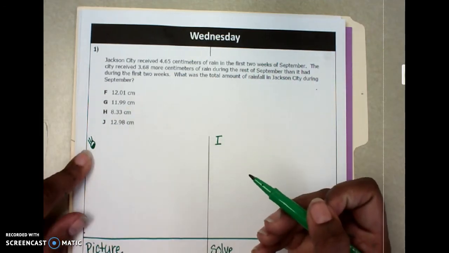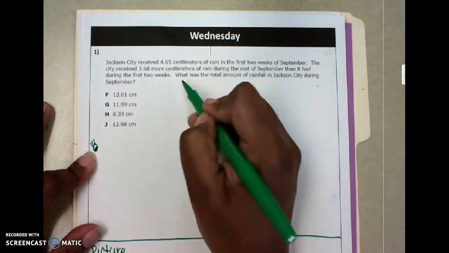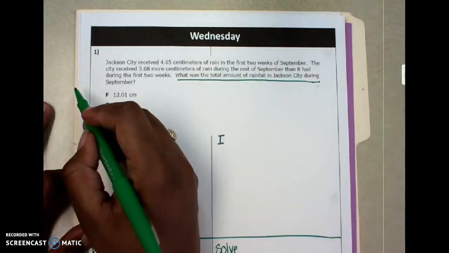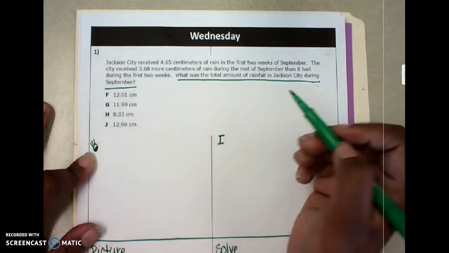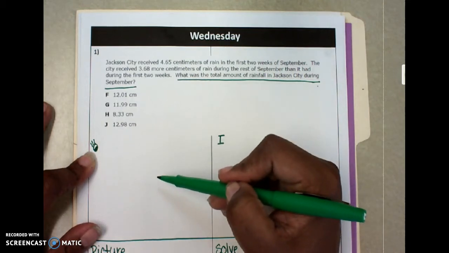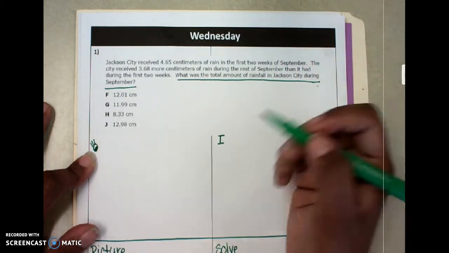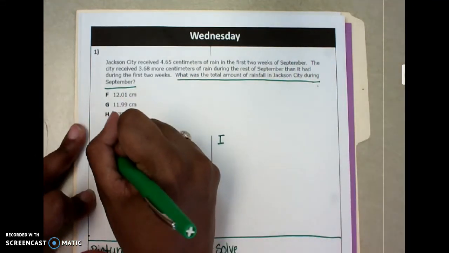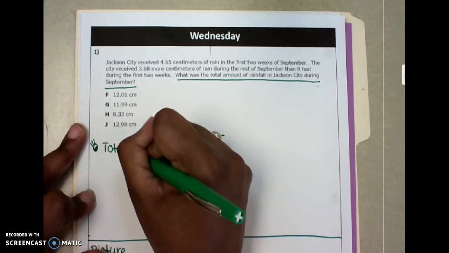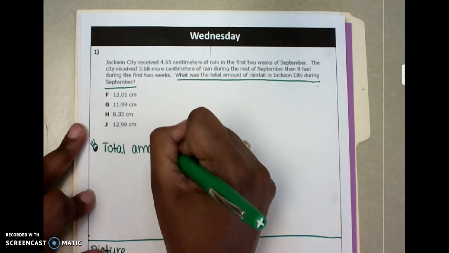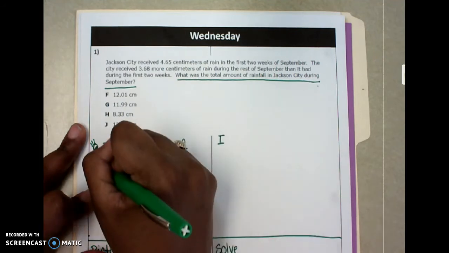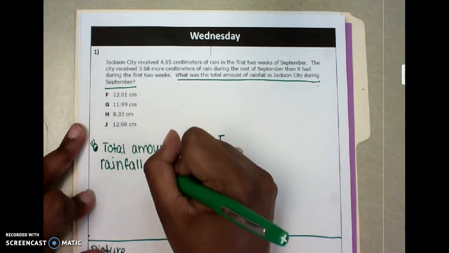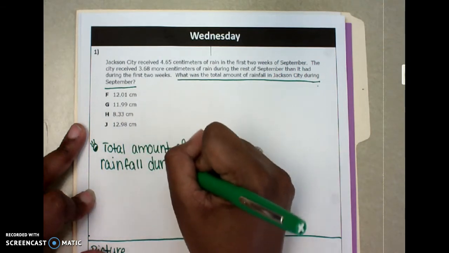So my pretty eye is my question. So what is my question? You would write your question here. It's what was the total amount of rainfall in Jackson City during September? Now if you wanted to write your whole question, you could, or you could paraphrase it. So I'm not going to write the whole question. I'm just going to write that we need to figure out the total amount of rainfall during September.